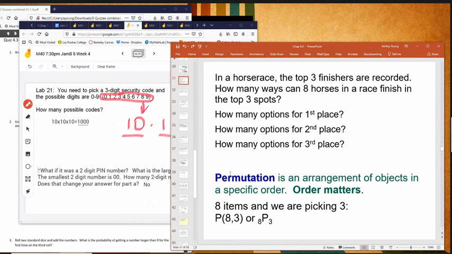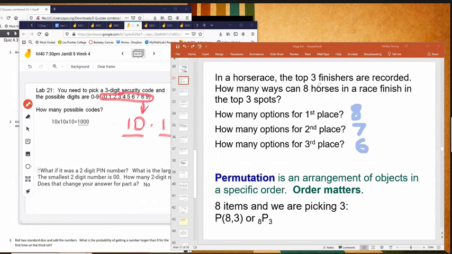So the first question I want to ask you guys is, how many options are there for first place? How many horses could possibly win first place? 8. 8 horses, great. Now, after one comes in first, how many options are there for second place? 7. Yep. And after that, how many options are there for third place? 6. Great. So if I have 8 horses, I'm picking the top 3 spots. I'm making 3 choices.